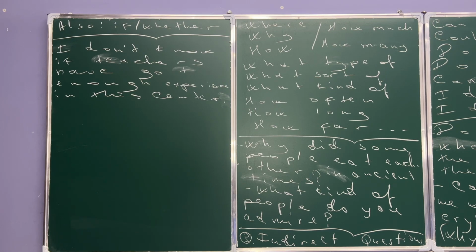Can you tell me the original sentence? Teachers. The second sentence. Have teachers got enough experience in this center? It was like this, but after joining them in a complex structure, it became positive form, changed into this form, and became like this.